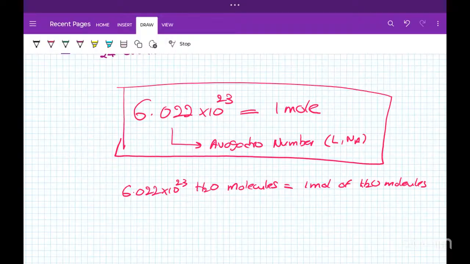Two times Avogadro constant. Very good. So you can simply say 2 moles of hydrogen atoms, right?